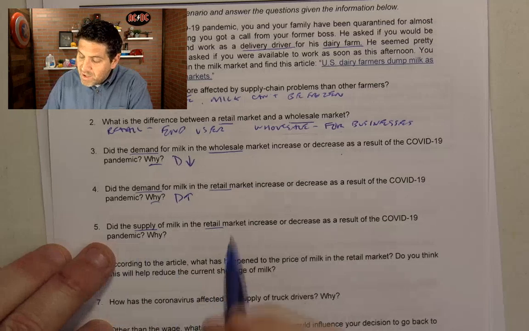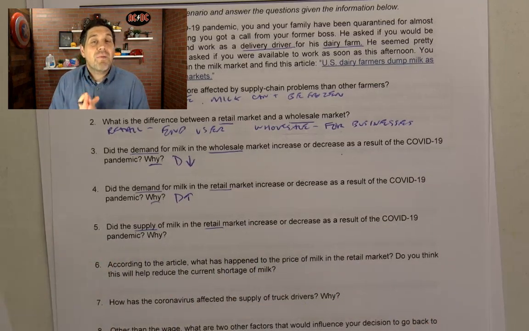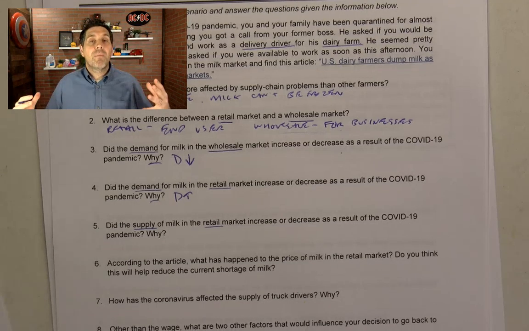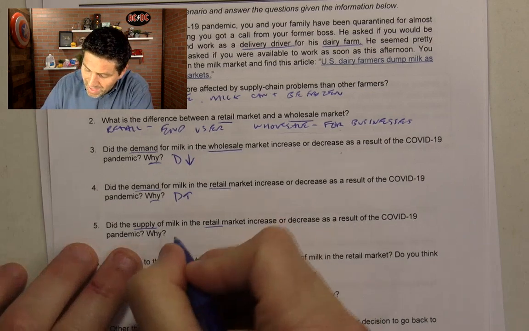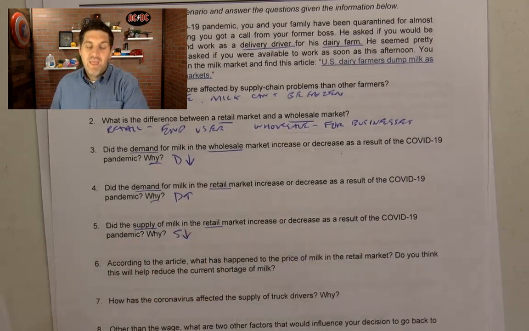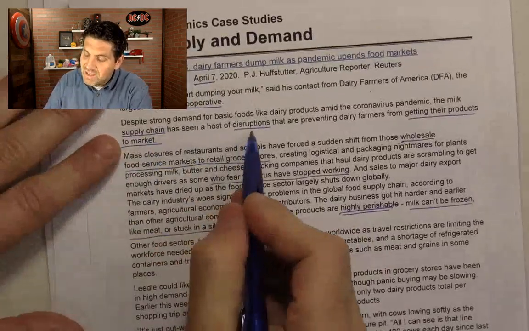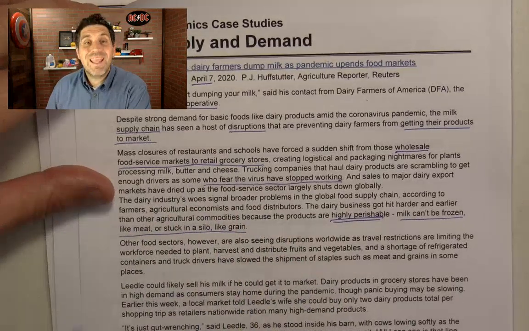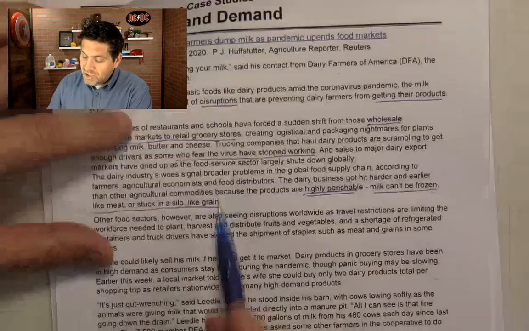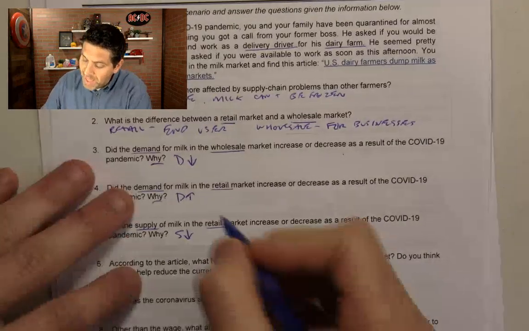Did the supply of milk in the retail market increase or decrease as a result of the pandemic? What do you think? We know people are buying more milk because they're eating more at home and not going out to restaurants. How about supply? Well, the supply definitely fell, and that's what this whole article is talking about: the supply chain disruptions taking place. There is milk being produced, but they can't get it to market. As you're going to find out later on, the article gives specifics about that. So supply has fallen.